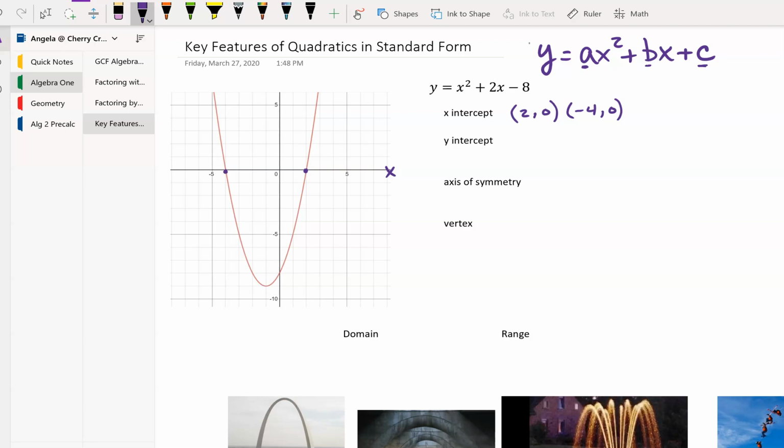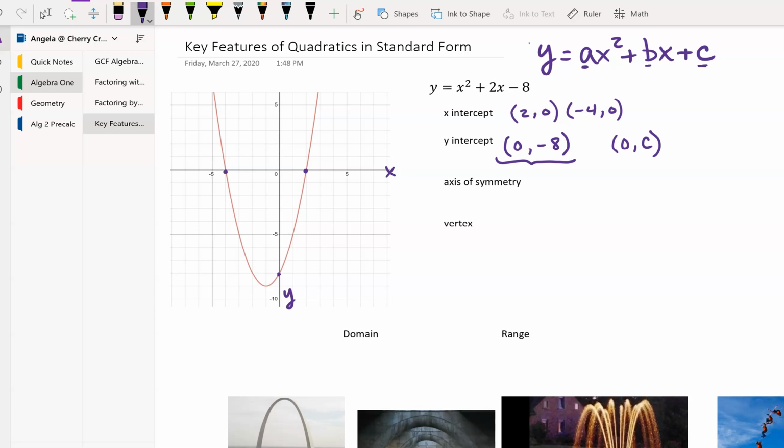The y-intercept we see is down here on the y-axis. Right there, and it looks like our y-intercept is at (0, -8). And what I want you to notice about this y-intercept is it can actually be seen in our equation as the c value right here. So anytime you're in standard form, that c value is going to give you your y-intercept. That's a nice thing to know, that you can just look for it and find it right there in your standard form of your equation.